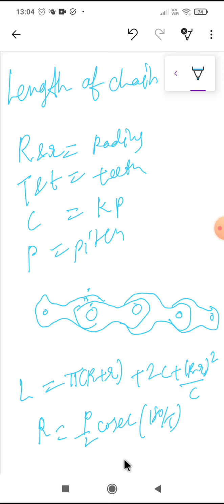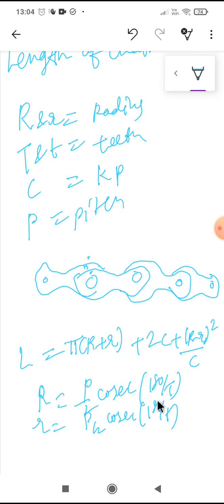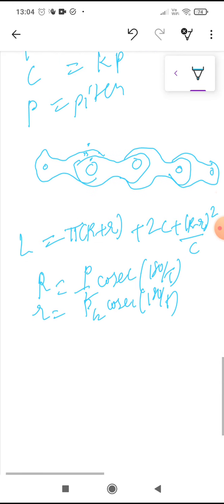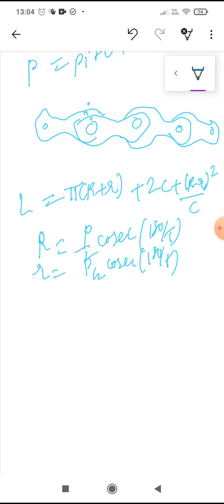Similarly the small r will be p by 2 cosec 180 by t. This is a relation between radius and the teeth. So if you want to find it in terms of teeth rather than radius, we are deriving the formula for the length of the belt in terms of teeth. So it will be L is equal to, instead of R we are writing P by 2.